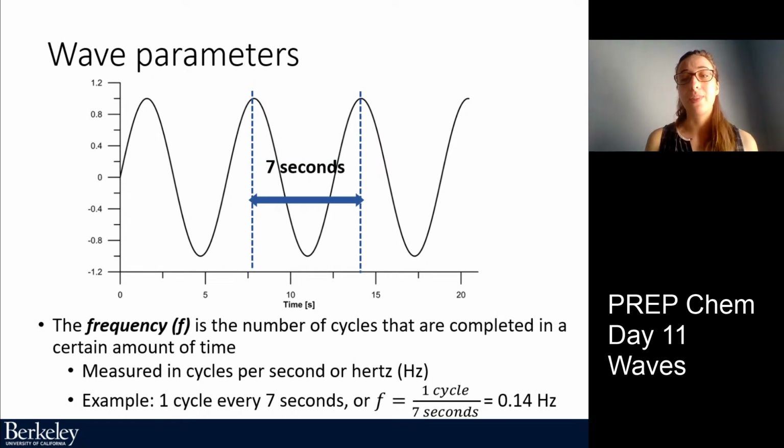We can also define the frequency. The frequency of the wave is the number of cycles that are completed in a certain amount of time. Again, we can measure how long it takes to complete one cycle of the wave. Just as we saw before, for this example, we complete one cycle every 7 seconds. But this time, we're not asking how long a cycle is, we're asking how many cycles happen each second. And that you can define by dividing the total number of cycles by the length of time of each cycle. So then you would get your frequency equals one cycle divided by 7 seconds in this case, or 0.14.